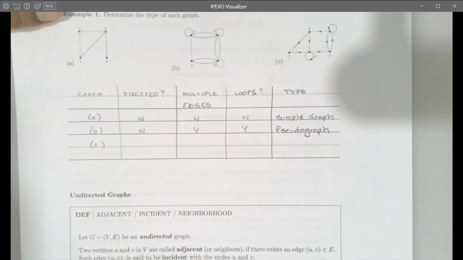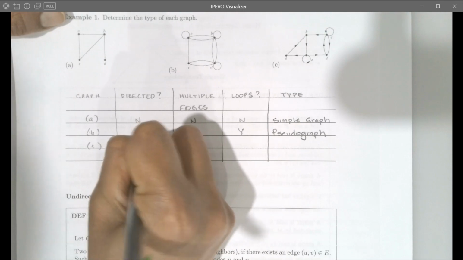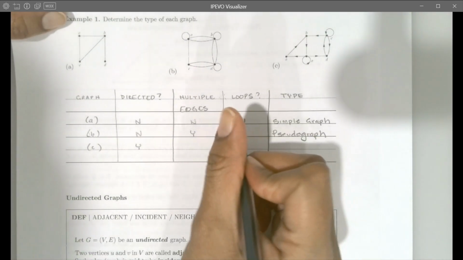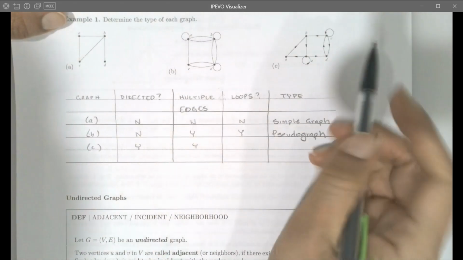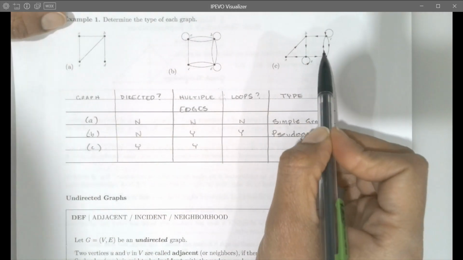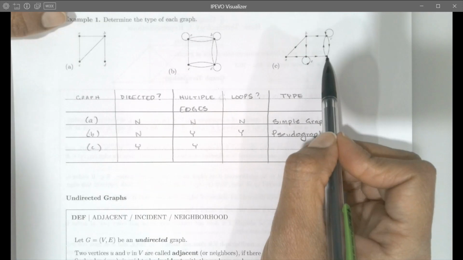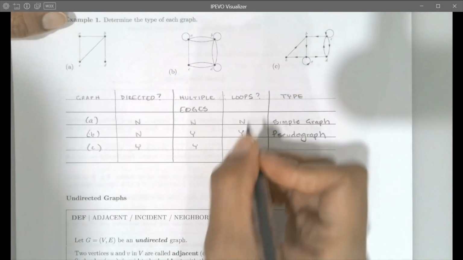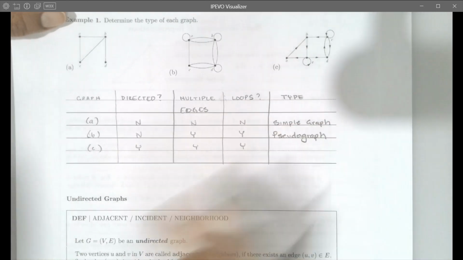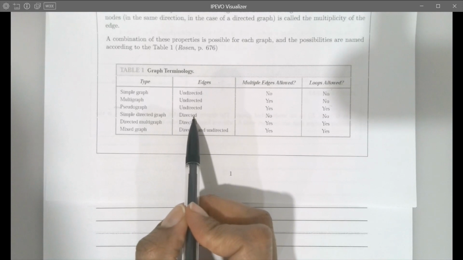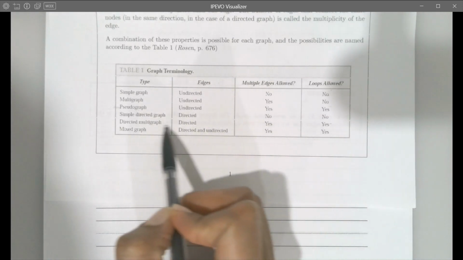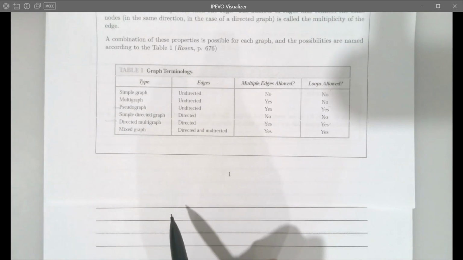Okay. And last one. This one we do have oriented edges, so that is a directed graph. We have multiple edges. The nodes C, D are doubly connected. And then for loops, we also have one at C, another at E. So what type of graph is directed, has multiple edges, and allows for loops? That would be the directed multigraph.